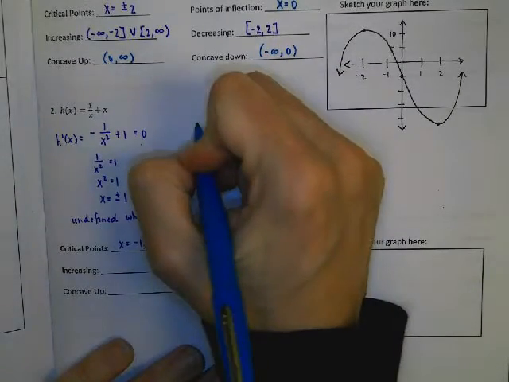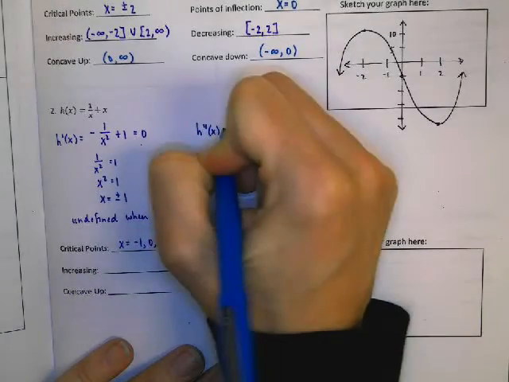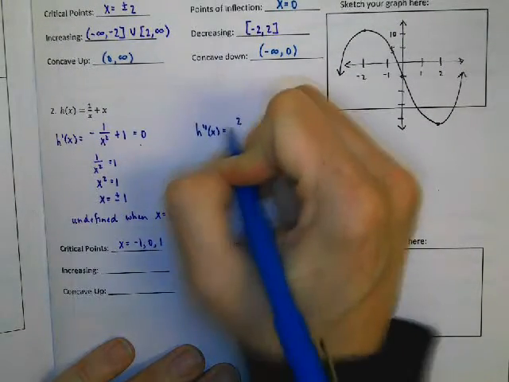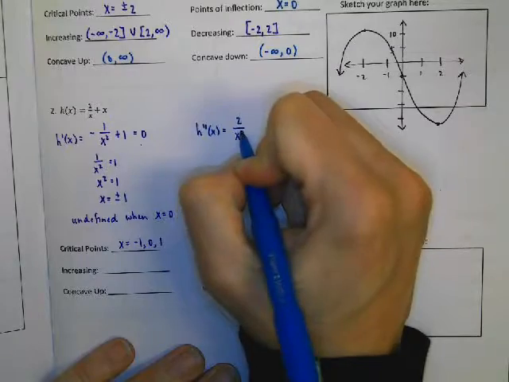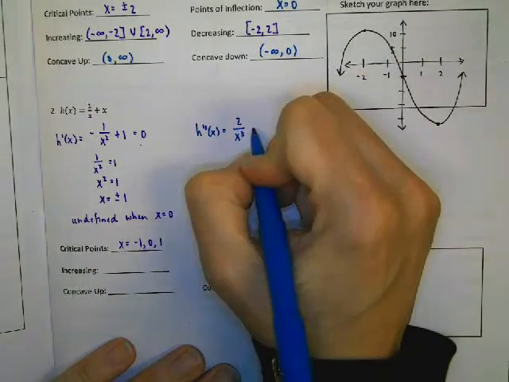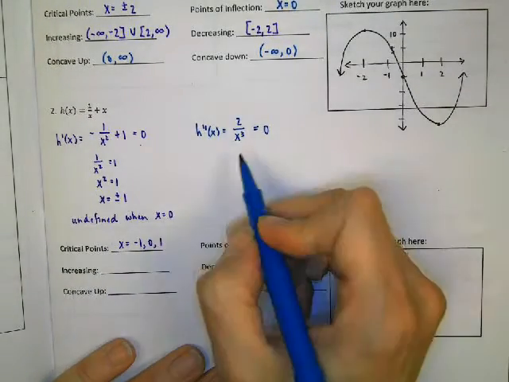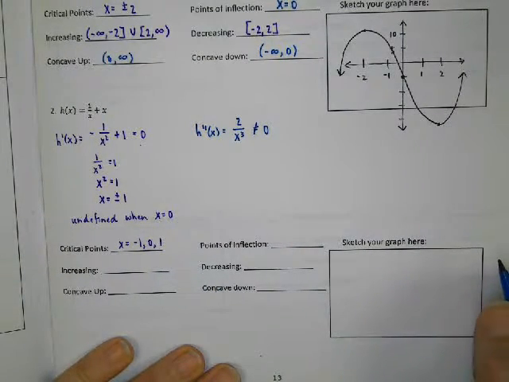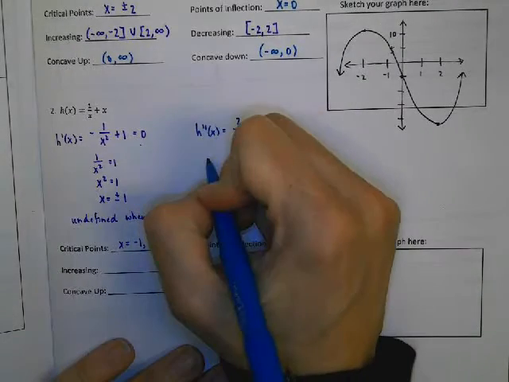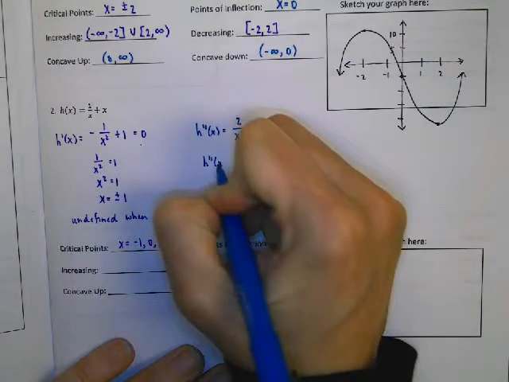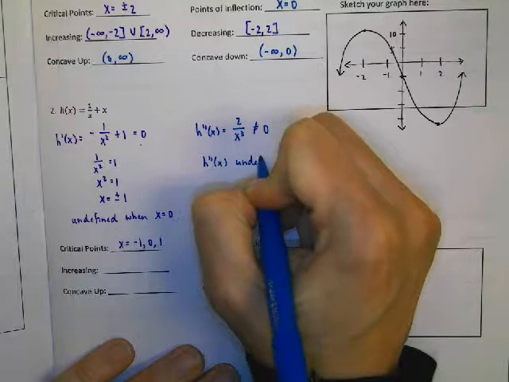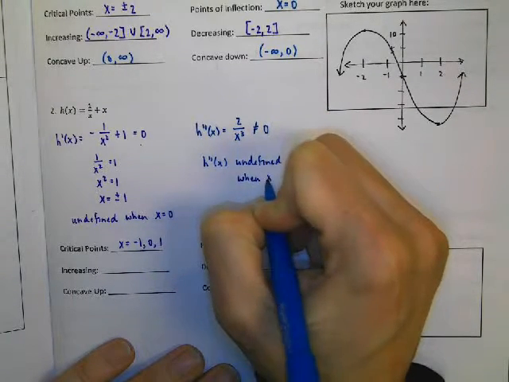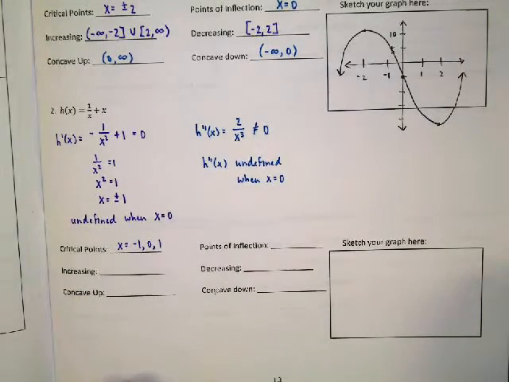So now we're going to find our second derivative, which is going to give us 2 over x cubed. That's going to drop off. And so I want to know where that's equal to 0. But obviously this is never going to be equal to 0. So the only thing I can look at is where it's undefined. And again, h double prime of x is undefined when x equals 0.